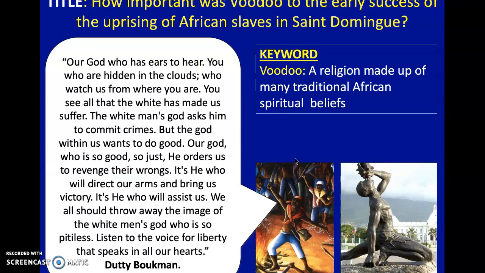to their ancestors, and he said, "Our God who has ears to hear, you who are hidden in the clouds, who watch us from where you are, you see all that the white man has made us suffer. The white man's God asks him to commit crimes, but the God within us wants to do good. Our God, who is so good, so just, he orders us to revenge their wrongs. It is he who will direct our arms and bring us victory.